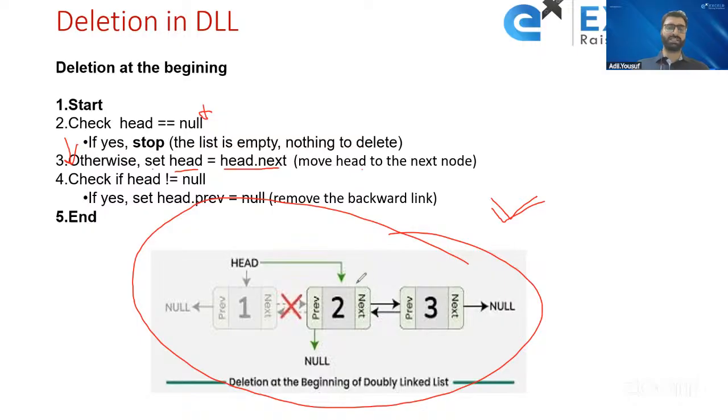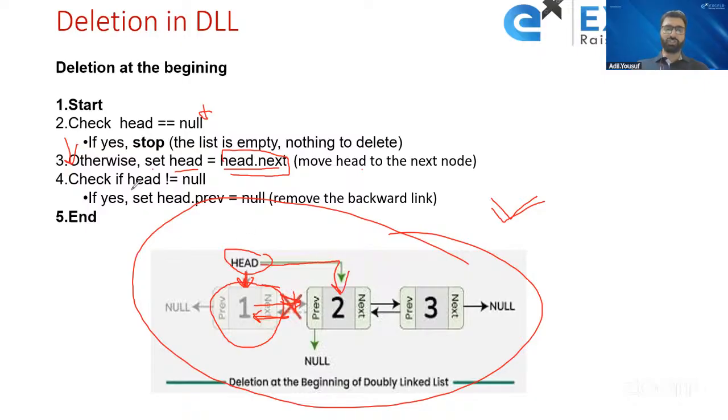So what does this mean? See, initially head was pointing to this node. Now I have to free this node. I have to remove this node, so it means I have to remove the links which this node is having to the next node. So simply I will say head dot next will become the new head. So head dot next would be like this. It will point to here.